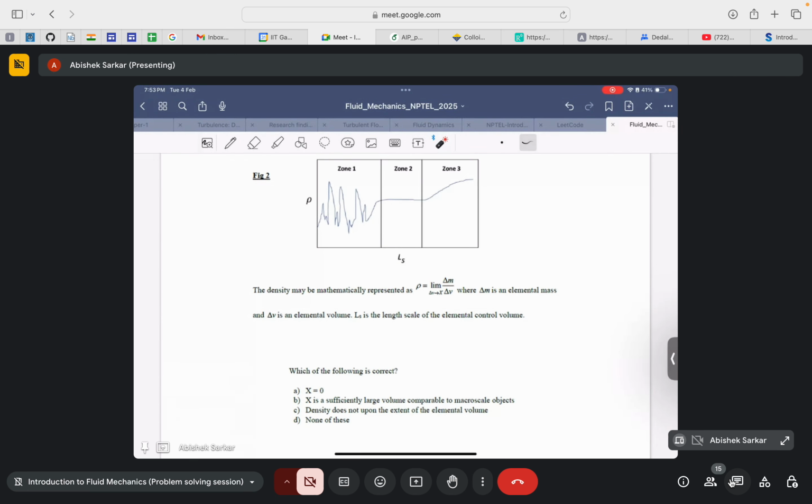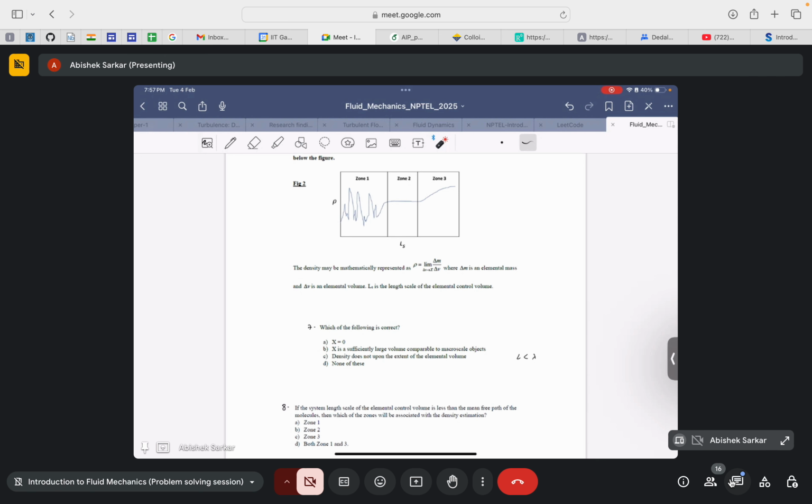Let's read the question again. If a system length scale of the elemental control volume is less than the mean free path of the molecules, then which zones will it be associated with the density estimation? We saw, right, if the value of the characteristic length scale is lesser than the mean free path, then it tends to show some fluctuations in the measurements, because the continuum hypothesis becomes invalid in that regime. So there will be fluctuation in density measurement. So the correct option is option number A, or zone 1.